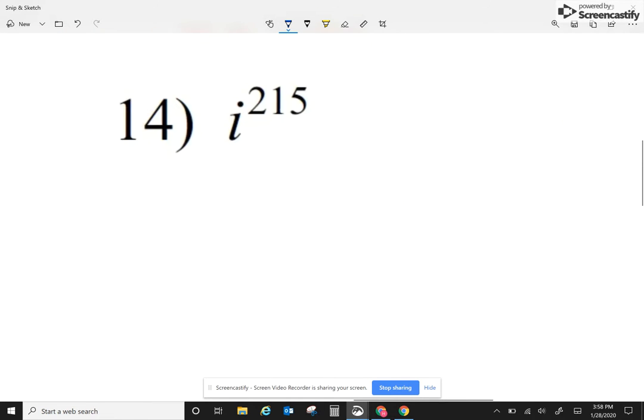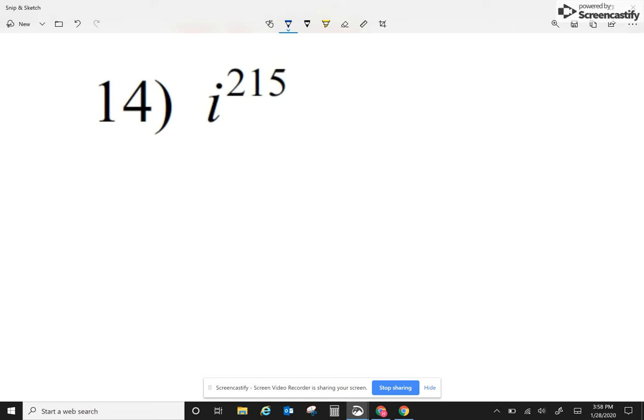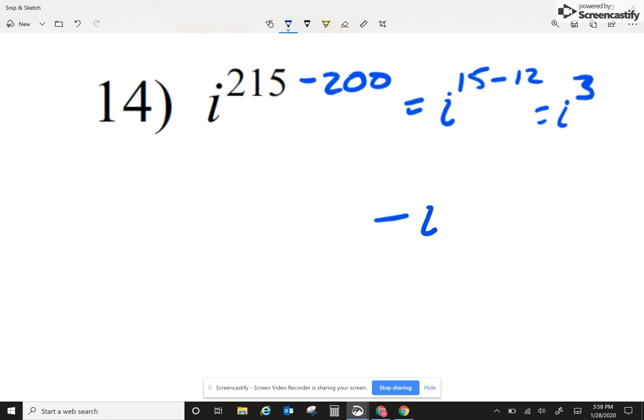Let me take a look at number 14. When we're dealing with hundreds, in this case 200 and something, let me subtract 200. The hundreds are divisible by 4. So that means I have i to the 15th. Now let me subtract 12. I have i to the 3. So I call that negative i.